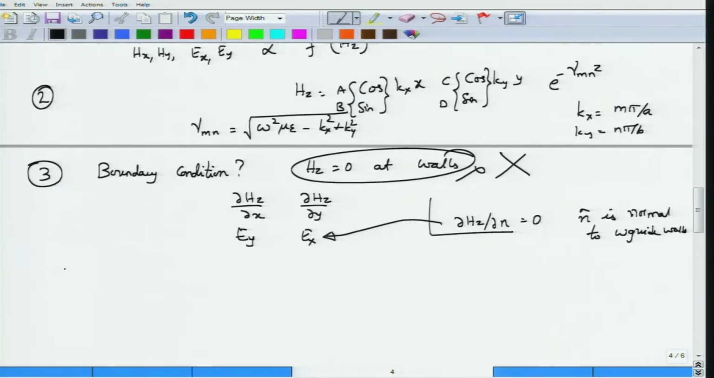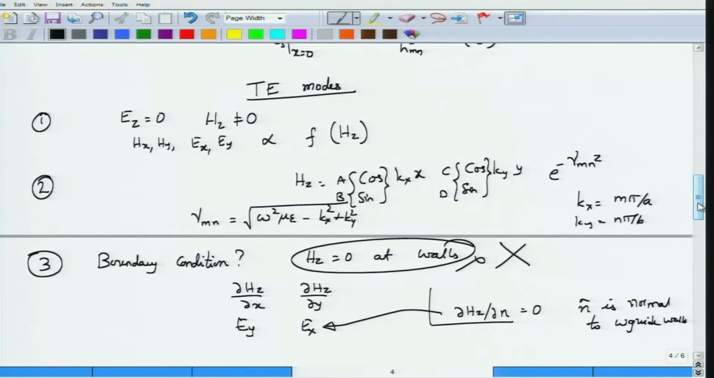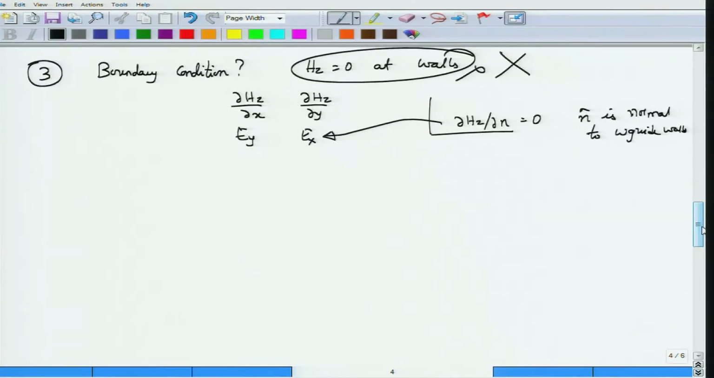So I will not actually solve this one. The solution is very simple. Once you know what Hz is, you need to differentiate it to obtain del Hz by del x and del Hz by del y, and appropriately substitute the conditions at the x equal to 0, x equal to a, y equal to 0 and y equal to b walls. You do all those things and you will be able to show that b is equal to d is equal to 0. I will leave this as an exercise to you.